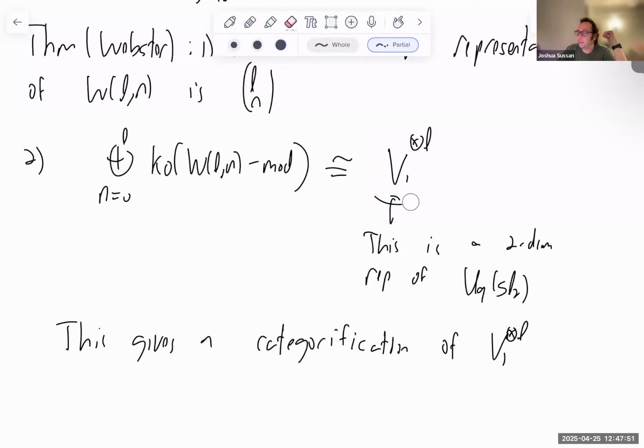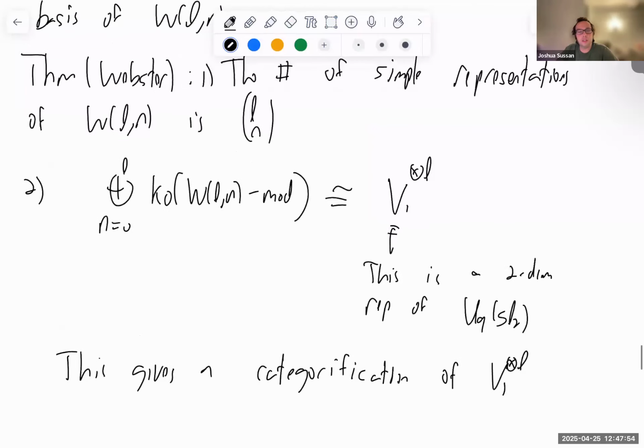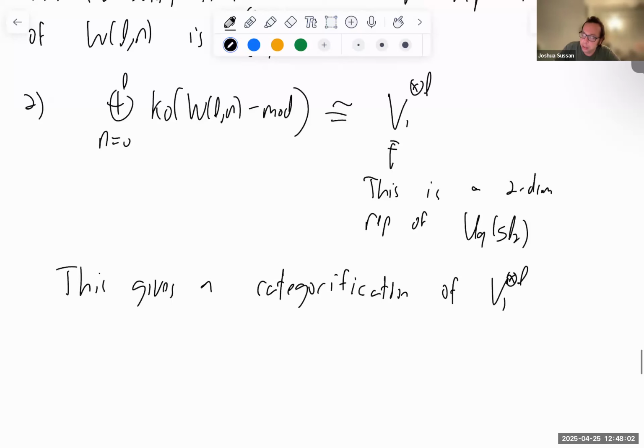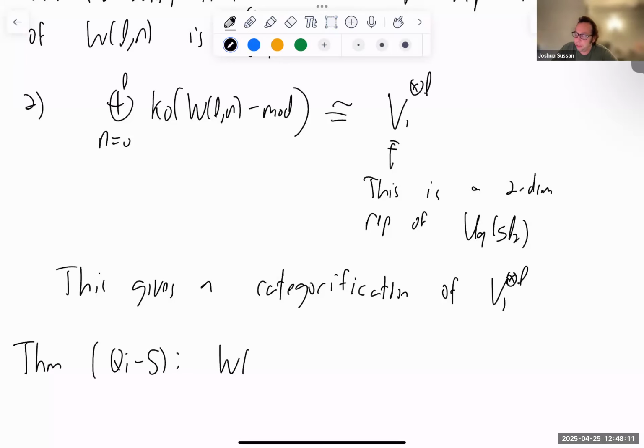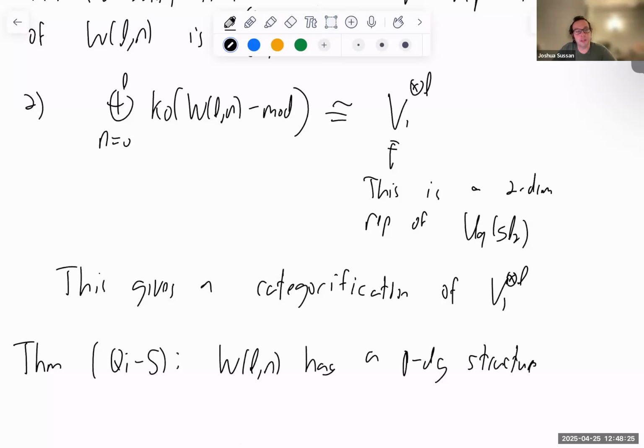And maybe I'll just say very briefly what Chiu and I did, but not go into any details because this is already getting too into the weeds. So the theorem of Chiu and myself is that W_L^N has a p-DG structure. A DG algebra is an algebra with a differential, a derivation which squares to 0. A p-DG algebra is an algebra with a derivation whose pth power is equal to 0.